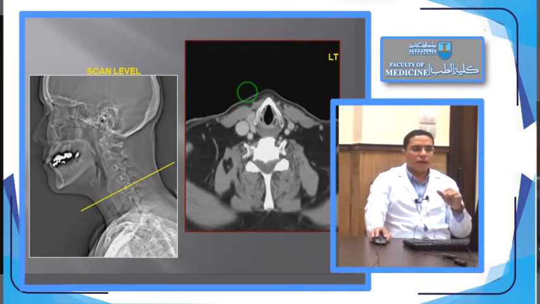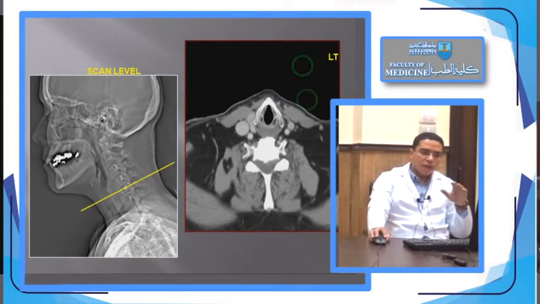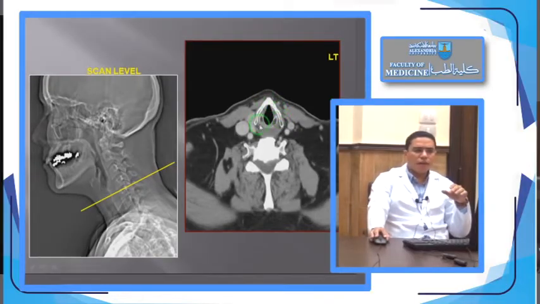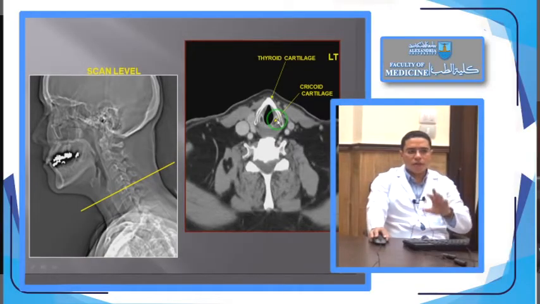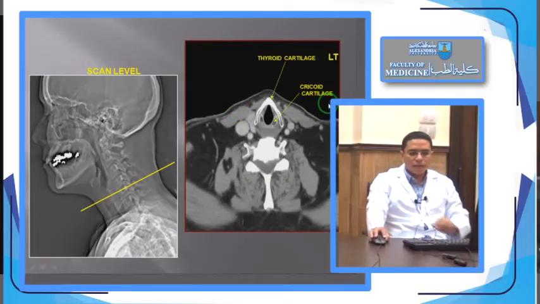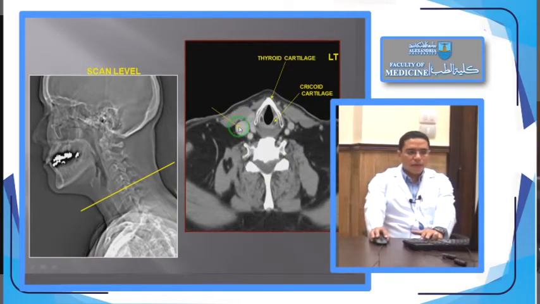This is at a lower level of the thyroid cartilage. Again, we can see here, this is the thyroid cartilage, and this is the cricoid cartilage. So we have the larynx here, the thyroid cartilage and the cricoid cartilage. These are the sternomastoid muscles on both sides, and this is the internal jugular vein and common carotid artery.